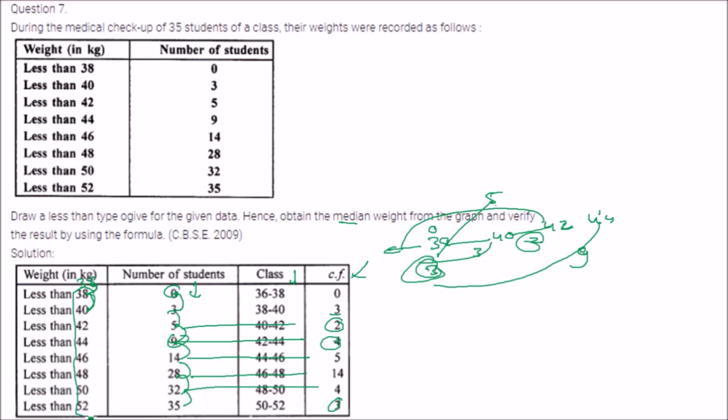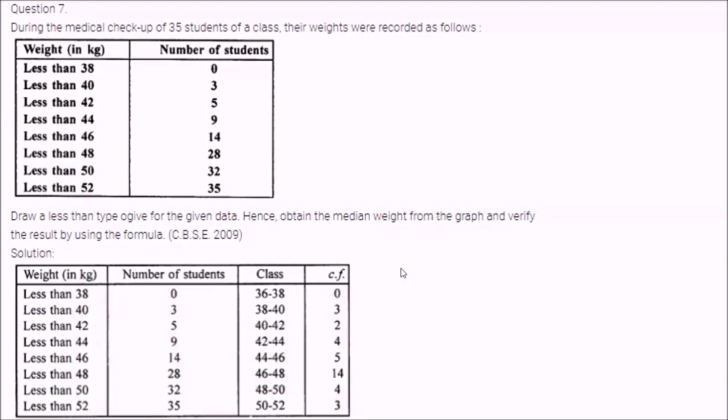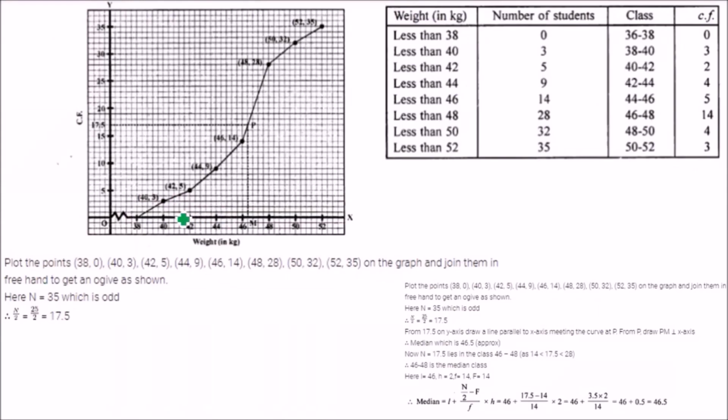So the x coordinate will be this, the y coordinate will be this. This is the graph we can draw. So x is 38, y is 0, so it will remain here. Let me take some other point. X is 46 and y is 14, so it will be somewhere here. This is another point. Let me draw the last one, 52. X is 52, y is 35. So this is our last point, and this will be our freehand ogive.